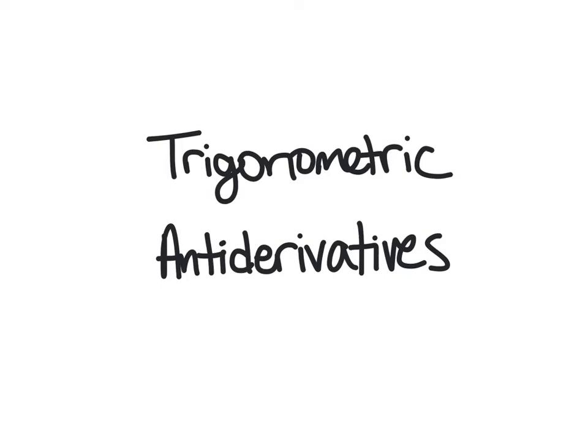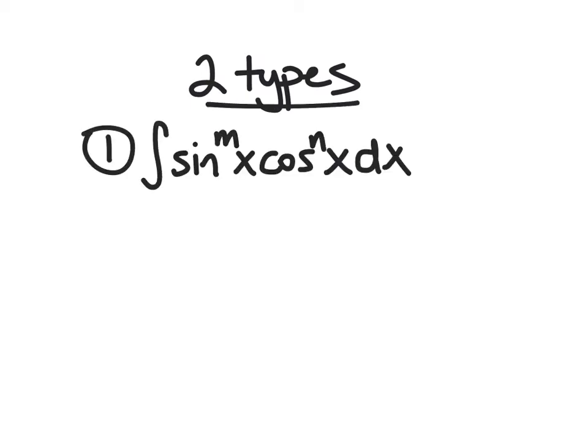Hello everyone. In this video we will talk about trigonometric antiderivatives. By trigonometric antiderivatives I will mean one of two types of integrals. The first will be somewhat self-explanatory. These will be integrals of the form sine to the m of x times cosine to the n of x. So we'll see different powers of sine and cosine. This is trig because we're dealing with trig functions.